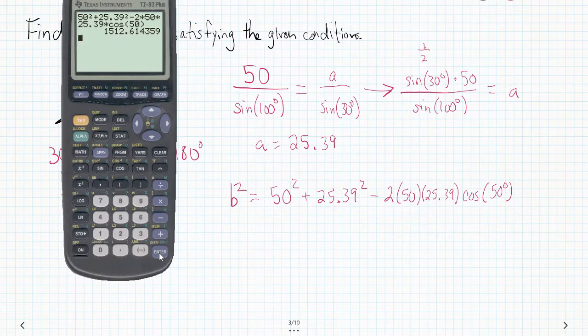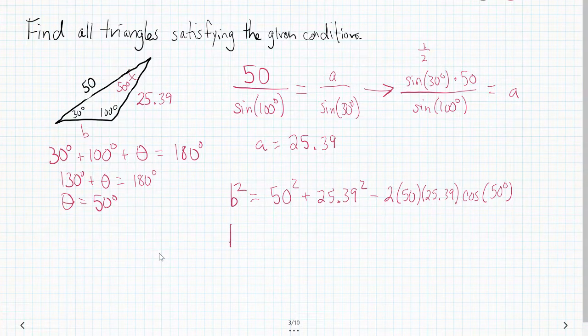Oh, I made a mistake actually with A. Oh no, A, I'm sorry, A was good. I might have to go back a page, just give me 1 second here. So B squared equals 1512.61, approximately. Now, what does that mean? Well, that means B equals the square root of this 1512.61, which we can figure out now.